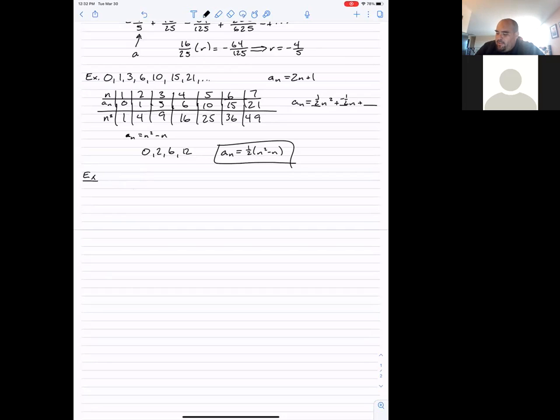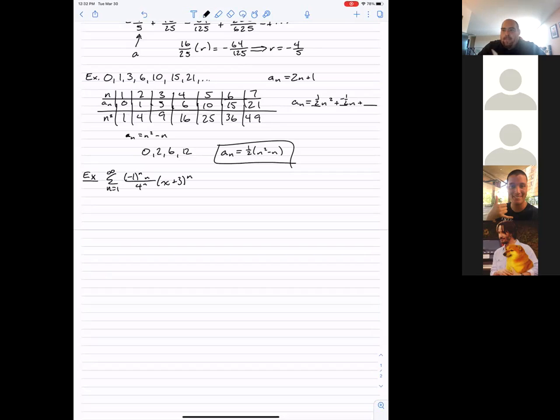Alondra had a really good question I'm going to talk about next, because I think that is a valuable skill to look at. So the series sum of (-1)^n times n over 4^n times (x+3)^n. I want to figure out the interval of convergence for this series. So how do I start doing that? Well, you can start making the n's n plus ones.